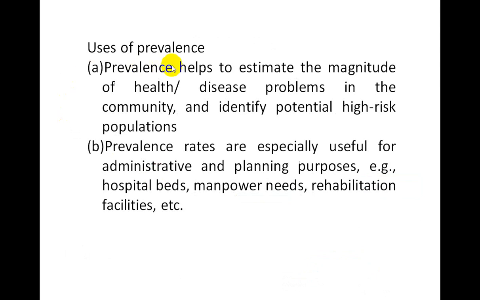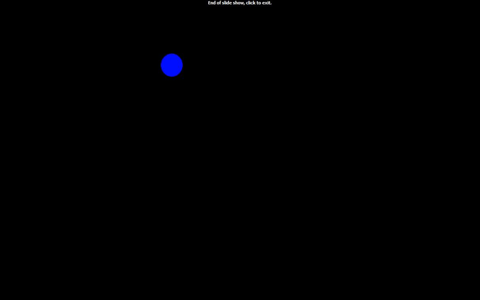Uses of prevalence. Number 1, prevalence helps to estimate the magnitude of health or disease problems in the community and identify potential high-risk population. Number 2, prevalence rates are especially useful for administrative and planning purposes, for example, hospital beds, manpower needs, rehabilitation facilities, and so on.